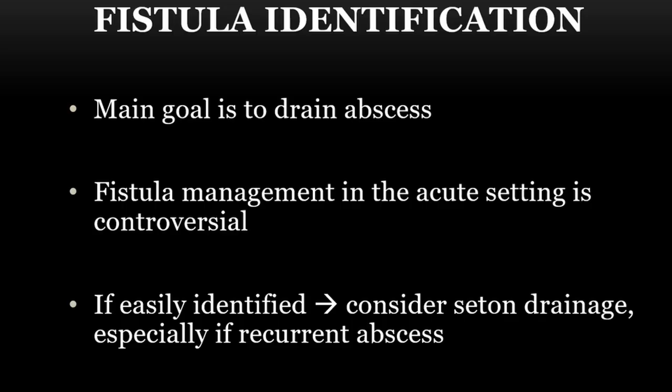It is always important to remember that the main goal is to drain the acute abscess. Dealing with the anal fistula in this setting is controversial. Often a fistula cannot be identified due to the amount of tissue inflammation. However, if a fistula is readily identified, consideration should be made for the placement of a draining seton. Fistulotomy is rarely advisable in this setting.